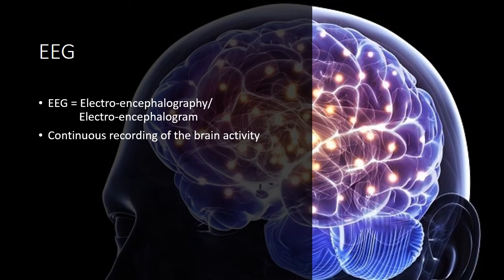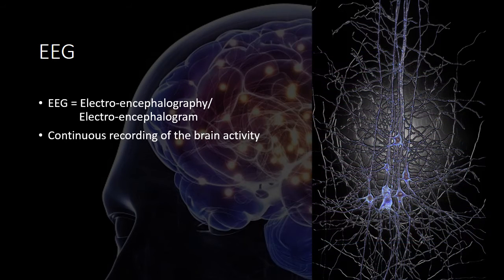EEG stands for electroencephalography or electroencephalogram. It was first observed by Hans Berger in 1924. EEG is the recording of the brain's activity done by measuring the electric field of the human brain by putting electrodes on the scalp. So where does this electric field arise from? The answer is neurons. Our brain consists of billions of nerve cells called neurons.